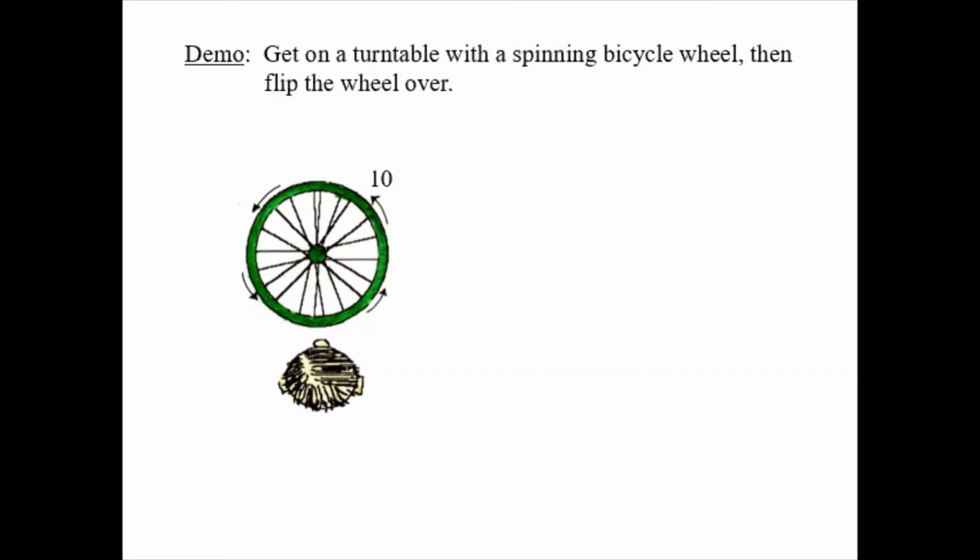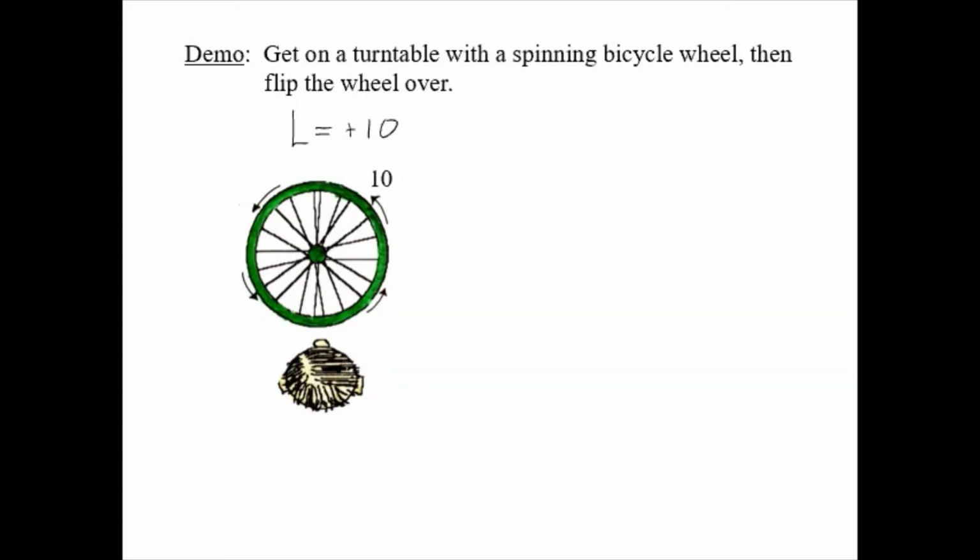Recall that using the right-hand rule, the angular momentum here would be pointing up towards us, the same direction as the angular velocity. And so that's considered a positive angular momentum. So here I would have L equal to positive 10. The question is, what will happen now if I flip the bicycle wheel over?